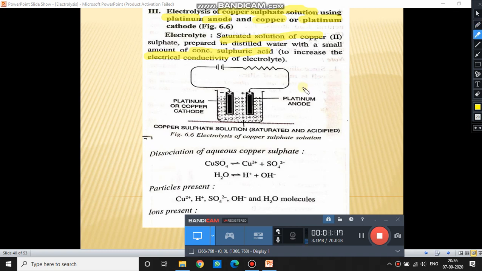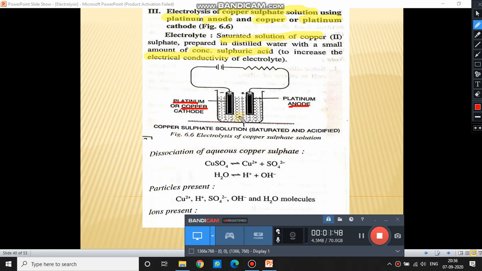Now let's see the construction of the electrolytic cell. This is our electrolytic cell, and in this you can see that the anode is made up of platinum, and our cathode is made up of platinum, or you can take it as active also, as I told you before. It has no difference on the result. So this is the construction, and this is our electrolyte.